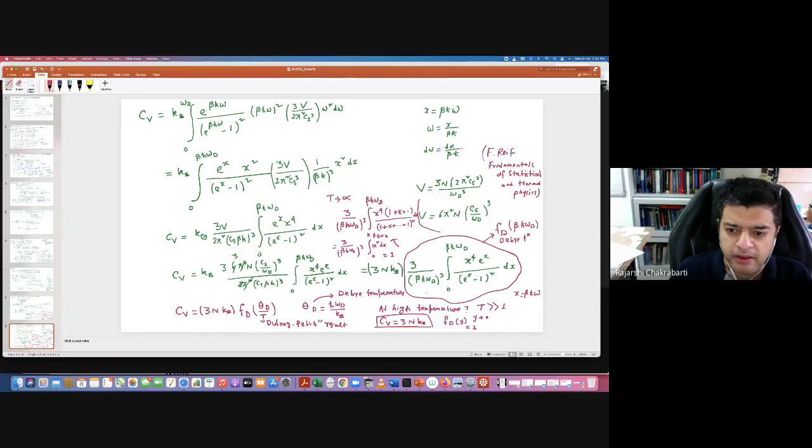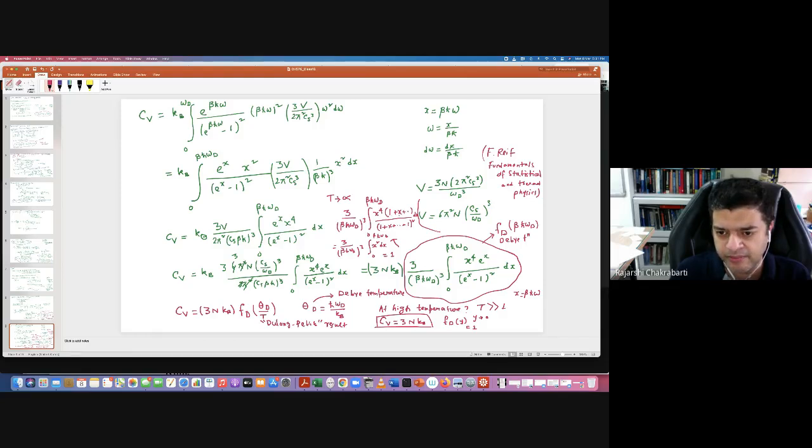Because you have this 3 nkb times 3 by this beta h cross omega d whole cube, and this is an integral. This I'm calling the Debye function, and this is a function of theta d by T. Theta d is called the Debye temperature. And I showed that in the limit when your temperature is very, very large, your Debye function is equal to 1, because you can then expand. This is an integral like x to the power of 4 exponential of x by exponential of x minus 1 whole square. These exponential terms you can expand.